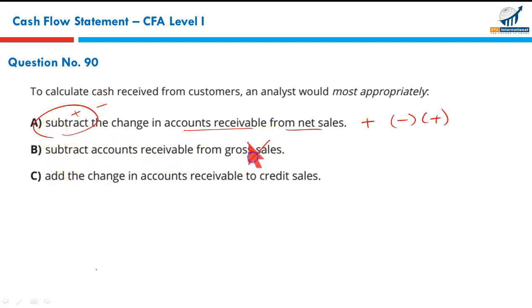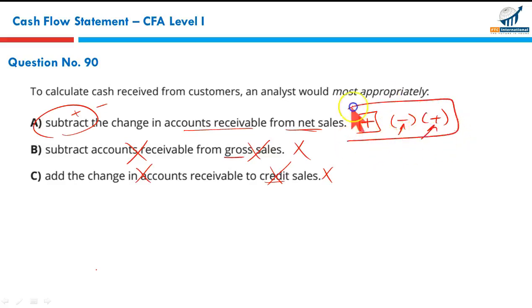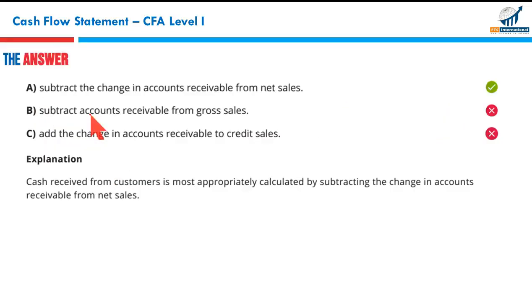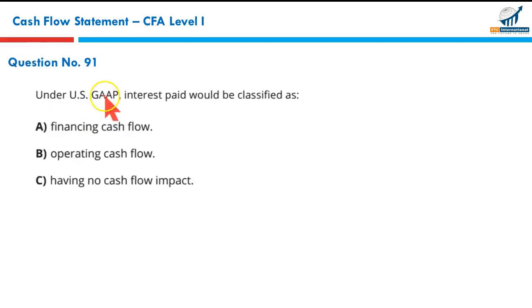Subtract account receivable from gross sales. We don't take gross sales, we take net sales. Add the change in account receivable to credit sales. We don't take credit sales, we take net sales. So option B and C can straightforwardly be rejected. A is correct but partially correct. But we need to get our concepts cleared. Net sales, positive. If there has been an increase in account receivable, it is deducted. If there has been a decrease in account receivable balances over the period, it is added. That is the concept that we should fix on our mind, irrespective of what this option says, which by the way is right, A, but we need to get our understanding clear.